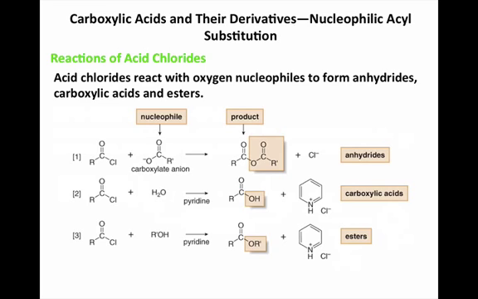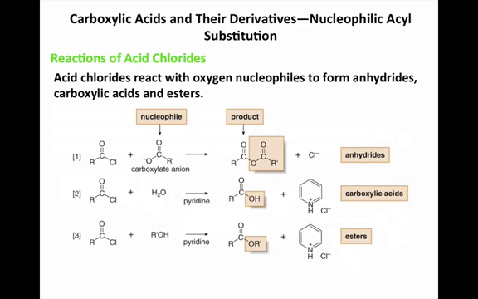Now, acid chlorides can react with a variety of nucleophiles. Name a nucleophile, we can react an acid chloride with it, pretty much. Okay, are there some exceptions to that simple statement? Probably. For you all, probably not. Okay. So let's look at some of the things that we can react acid chlorides with.